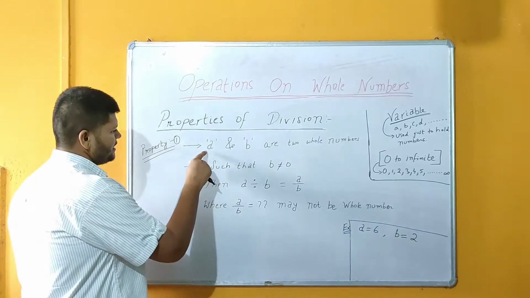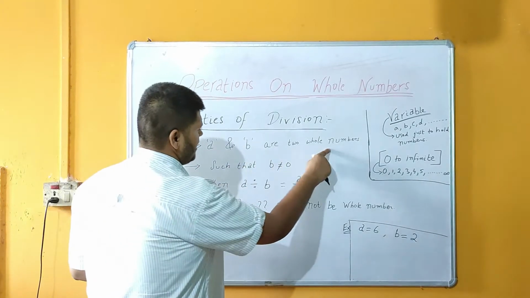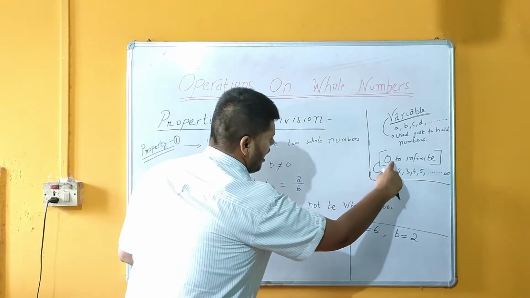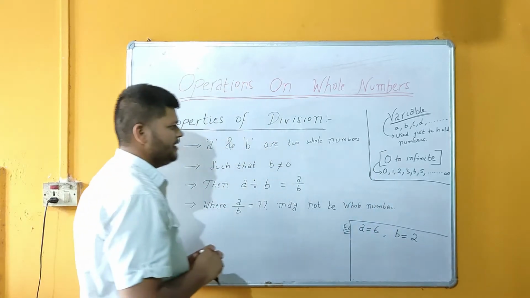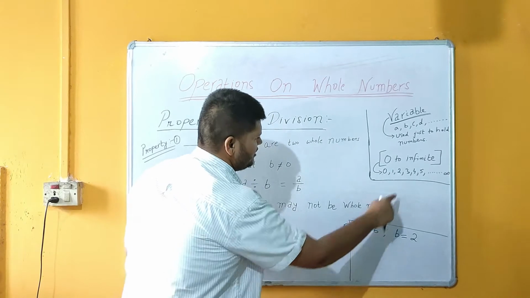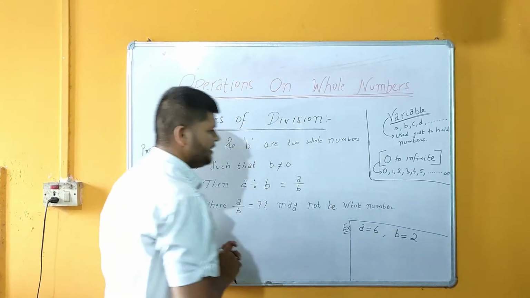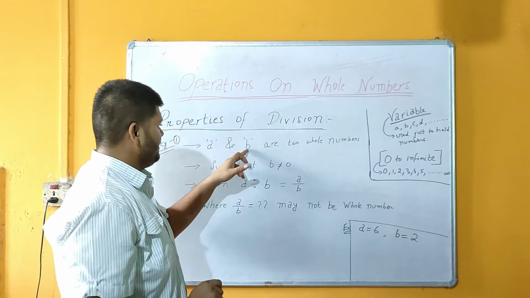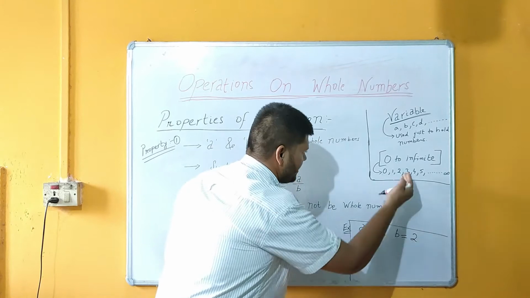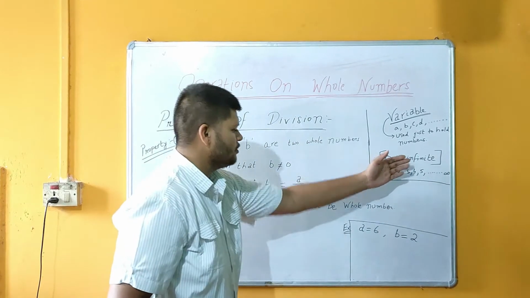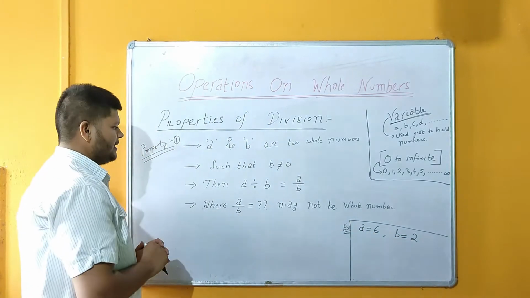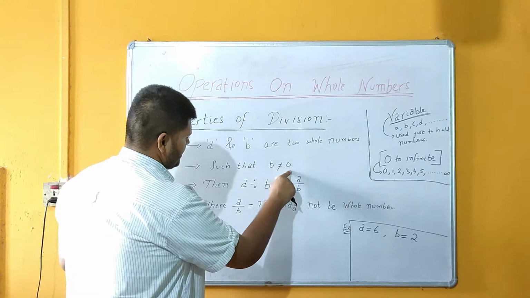What is that? Here it is telling A and B are two whole numbers. That means this A can hold any value out of this range, that is 0 to infinity. For example, I have taken A value as 6, which is lying within this range 0 to infinity. Again B is also a whole number. So for B also we have picked the value from 0 to infinity. We have taken 2 here for our example, such that B not equal to 0.